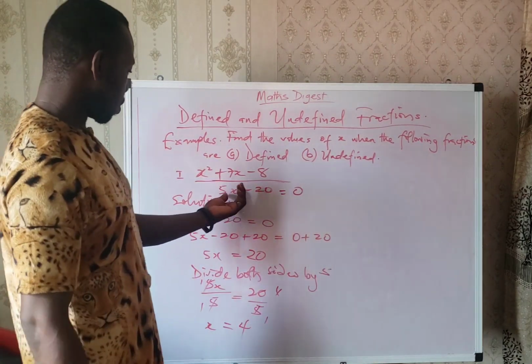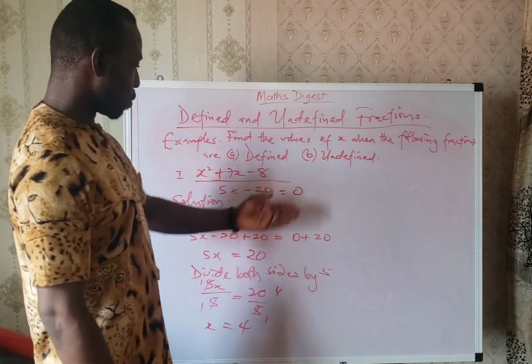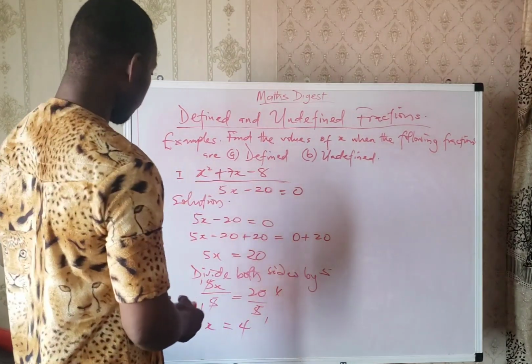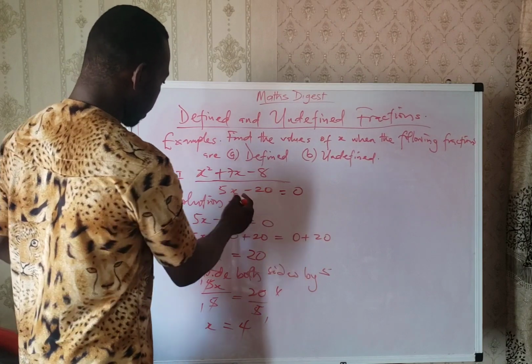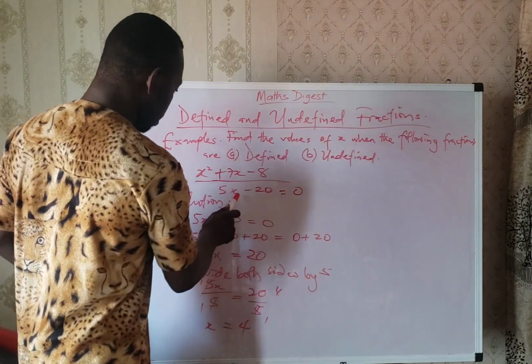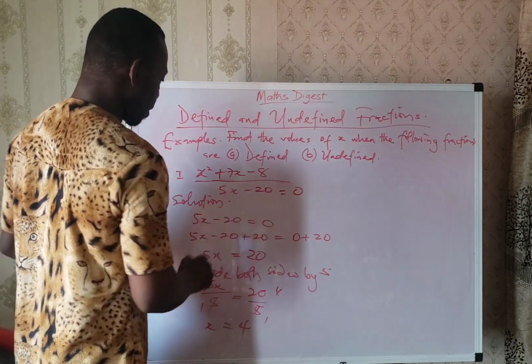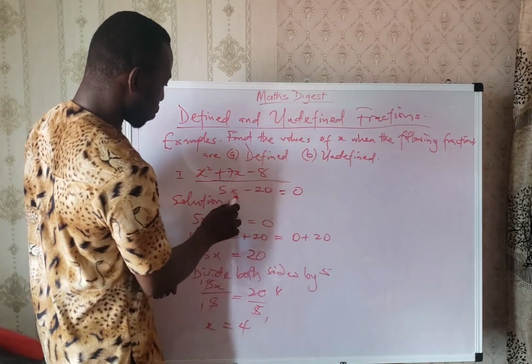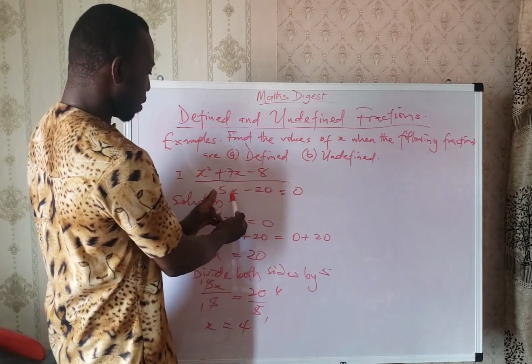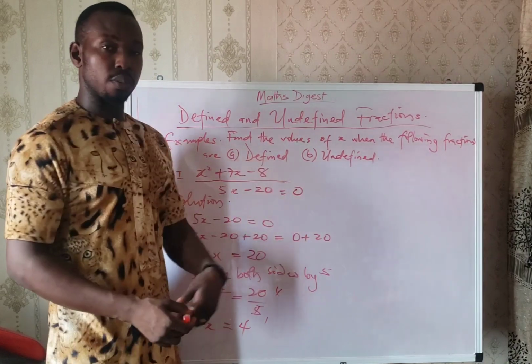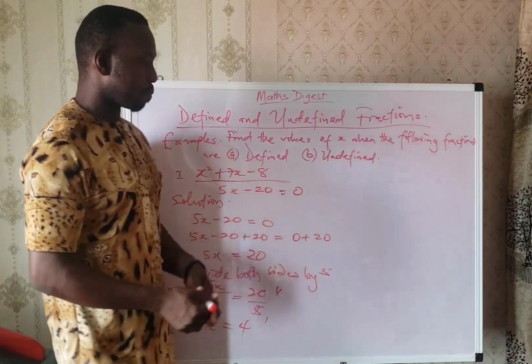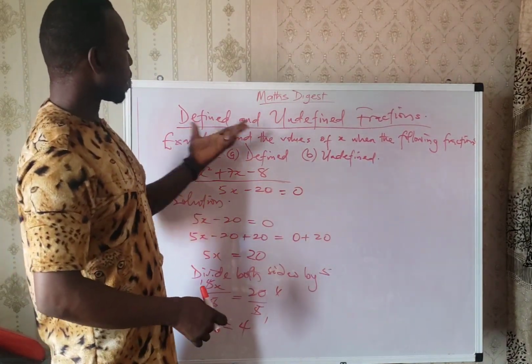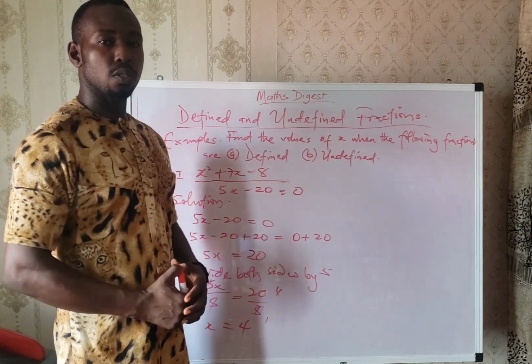Now add this to this place and see if it will give you 0. Okay? Now if you use this 4 to replace x here, you see that 5 times 4 is what? 20. And it's a positive 20. 20 minus 20 is equal to 0. Ladies and gentlemen, this is actually what we mean by defined and undefined fractions.